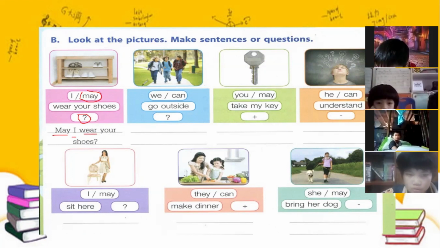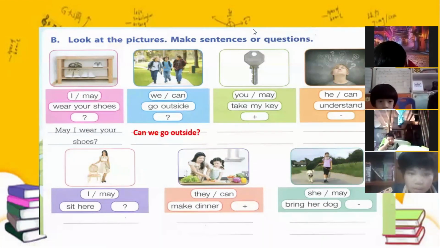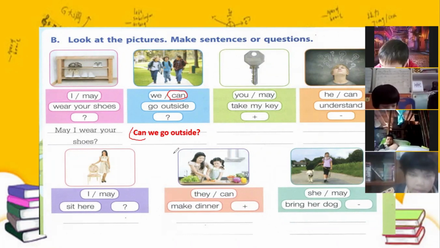Now look at picture number 2. We can go outside. If we would like to make it a question, what do we have to do? We have to bring can to the beginning of the sentence. Can we go outside? So you are making a question, you're asking somebody, can we go outside?